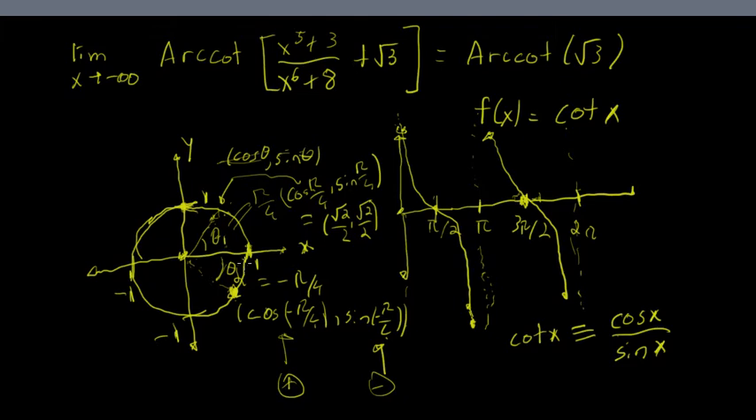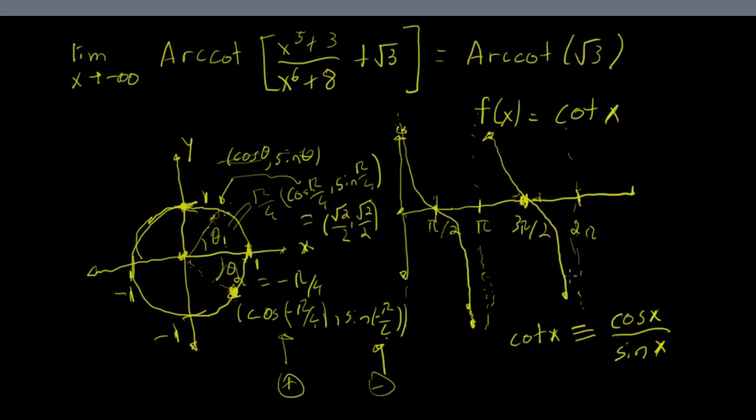And then, very close to 2 pi, the cosine will be positive, but the sine will be negative and very small. Cosine will be positive and close to 1. The sine will be negative and close to 0. So you get a positive number close to 1 divided by a very small negative fraction. You will get a very big negative number.